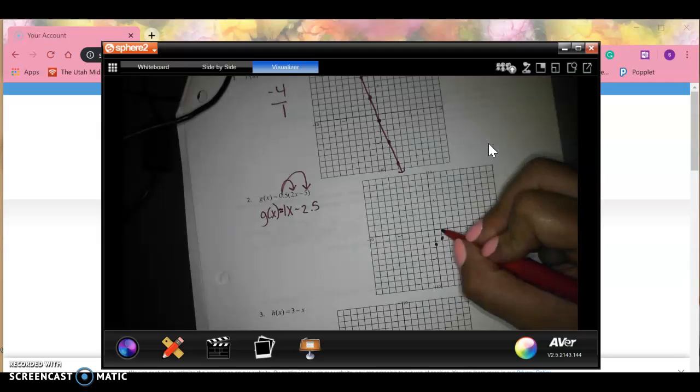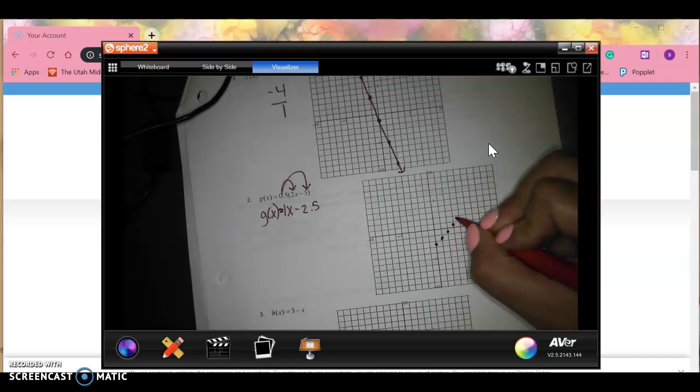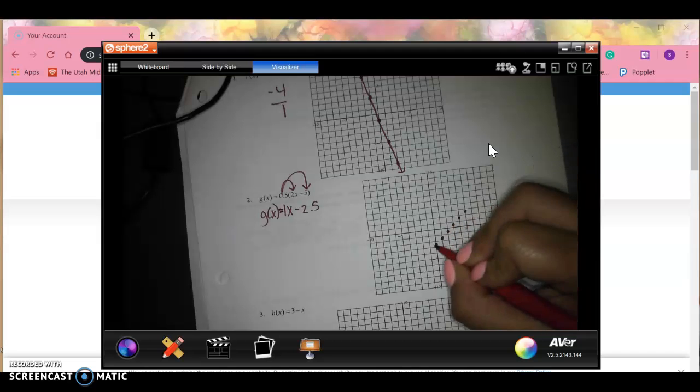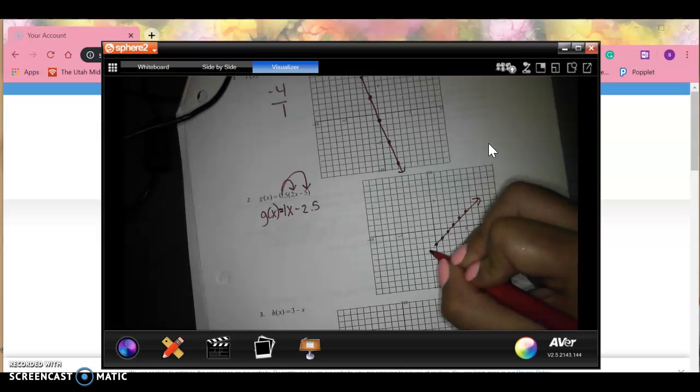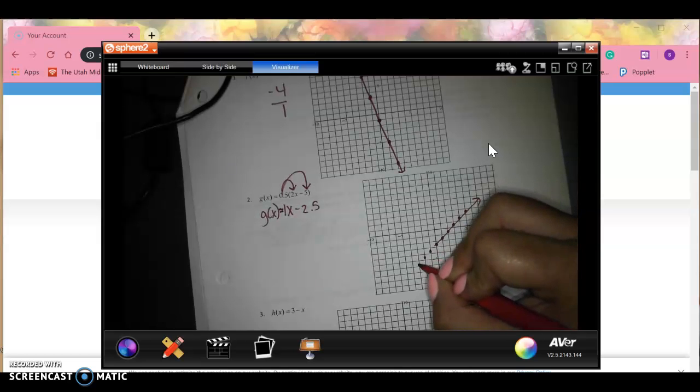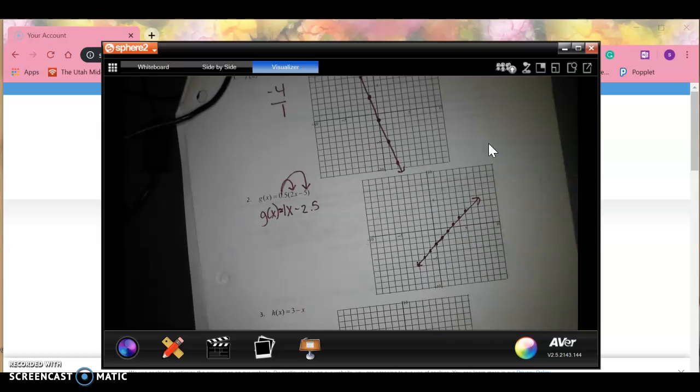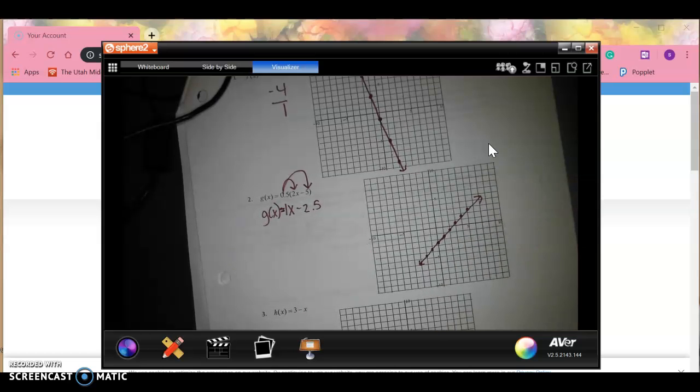Up 1 over 1, up 1 over 1, and so on and so forth. Down 1 to the left 1, down 1 to the left 1, down 1 to the left 1. The graph should look something like that.